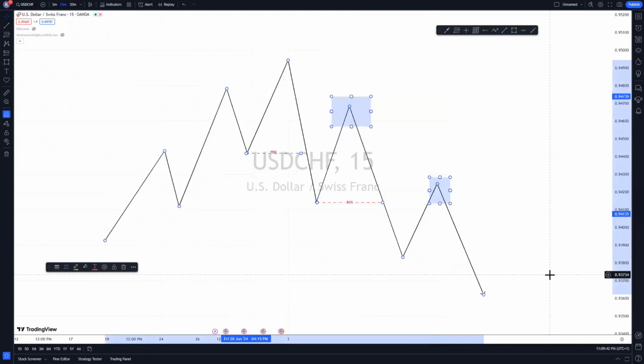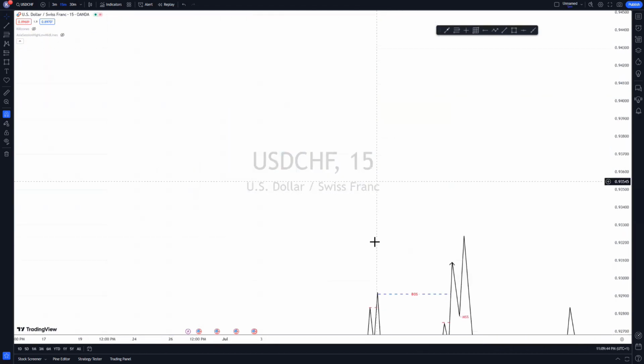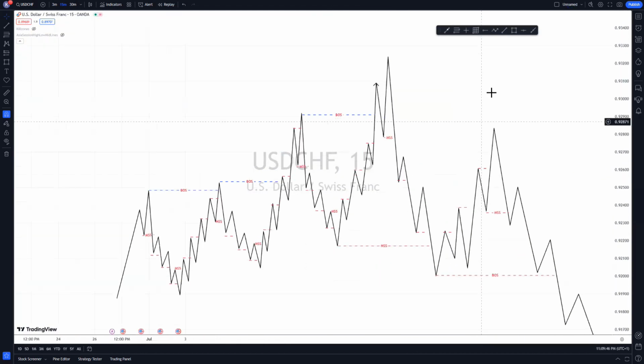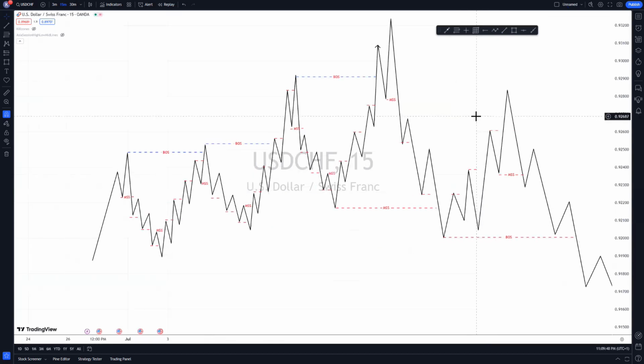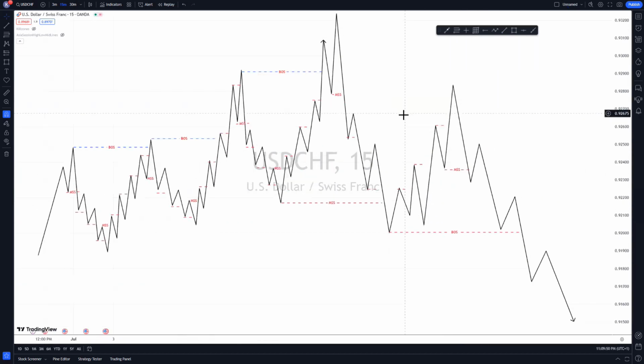So I've explained two things here. I've explained the concept of market structure shift, and I've also explained the two types of approaches we have when it comes to taking entries.